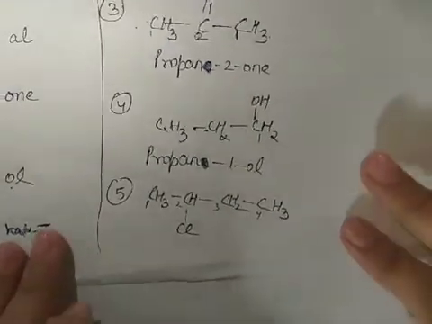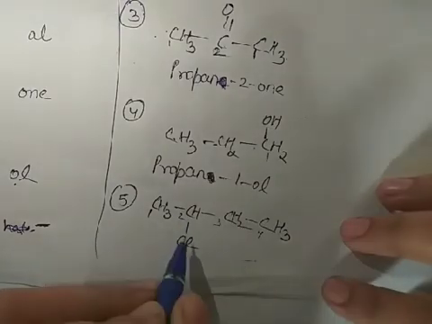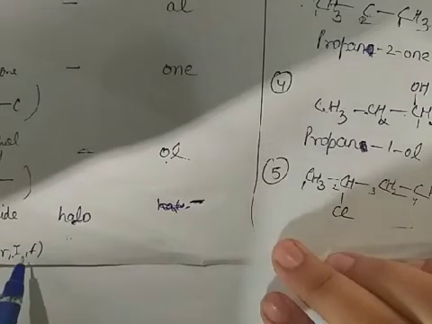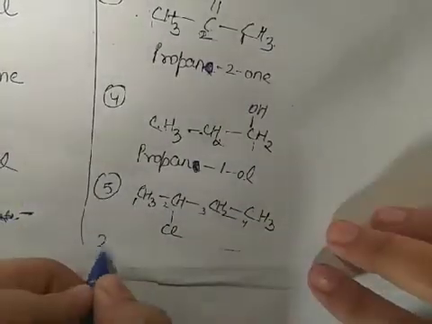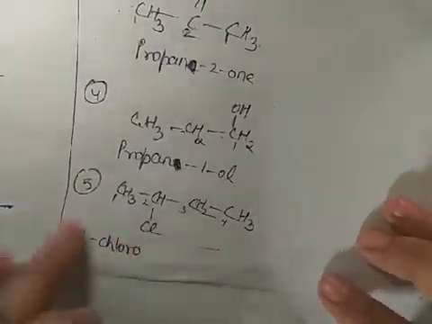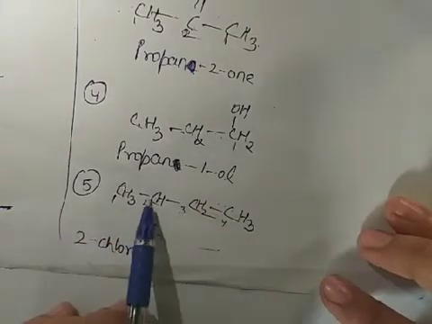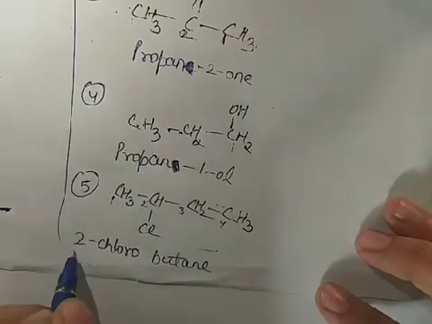Prefix means pehle. P for prefix, P for pehle. So I'll write it at the start of the name. This is chlorine on 2. So it will become halo. Halo means for chlorine, chloro; bromine will become bromo, iodine will become iodo, fluorine will become fluoro. Correct? I have to give the position at which chlorine is there, so 2-chloro. Now how many carbons are there? There are 4 carbons: meth, eth, prop, but. It will become butane. 2-chlorobutane. Got it?